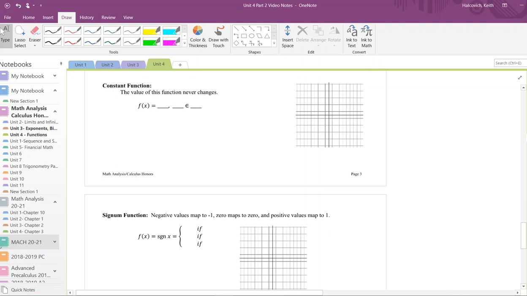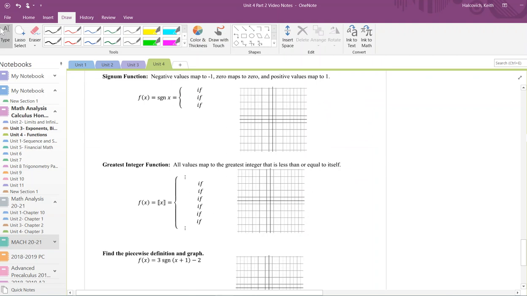The constant function, that's when it's f of x equals c, where c is a real number, any real number. So we'll just pick a constant here. We'll say this is 0, c. So then you would have 1, c and negative 1, c. And it's just a horizontal line when you graph it. That is the constant function.